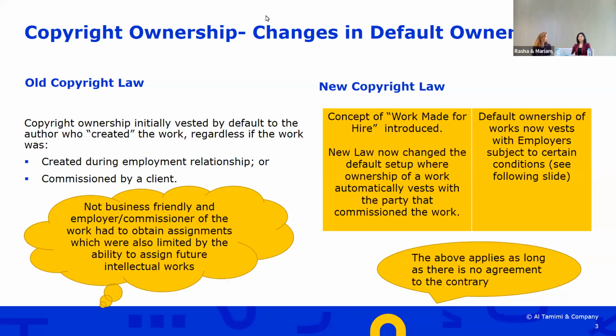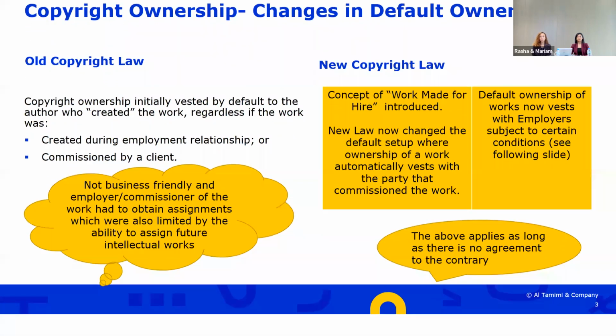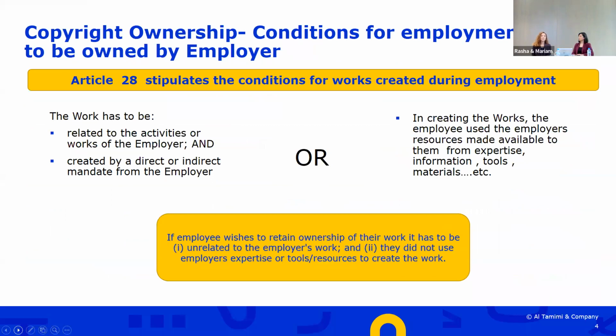Now, these were not the only changes that were made. In addition to that, there was also default ownership for the employer. As Asha mentioned, we had issues in employment relationships with employers trying to get employees to sign certain agreements and certain assignments. Now the default ownership vests with the employer, but that is subject to certain conditions. It's important to note that this applies as long as there's no other agreement to the contrary. So now we're talking about the conditions of employment. What do I need to do to make sure that when I have an employee in place, ownership vests with the employer?